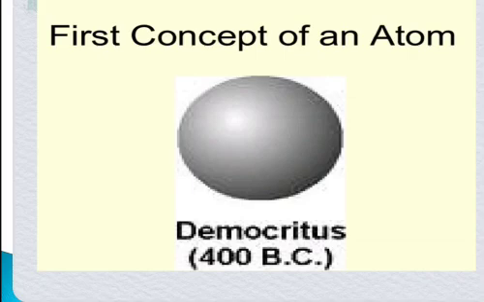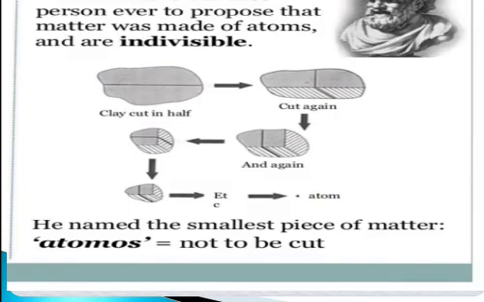Now, the first concept of an atom by Democritus. Democritus is the first person ever to propose that matter was made of atoms, which are indivisible. He used a piece of clay to prove this. He cut it again and again, and at the end, the part of the matter that he received after cutting is called atomos. That is actually a Greek word, and the meaning of atomos is not to be cut.